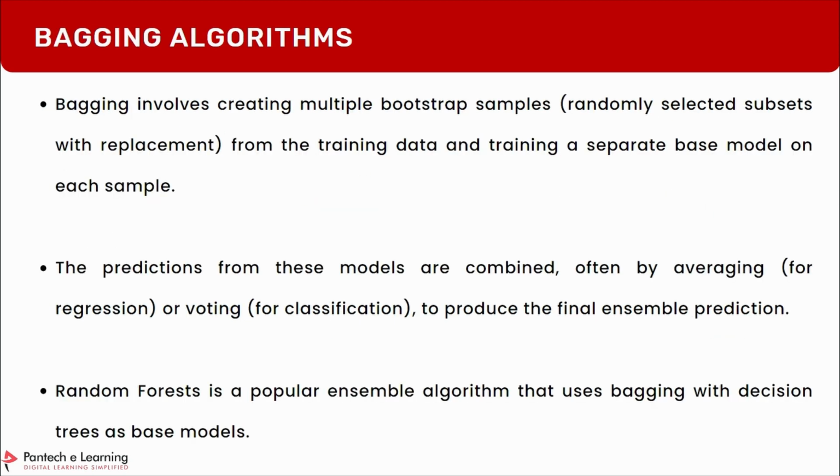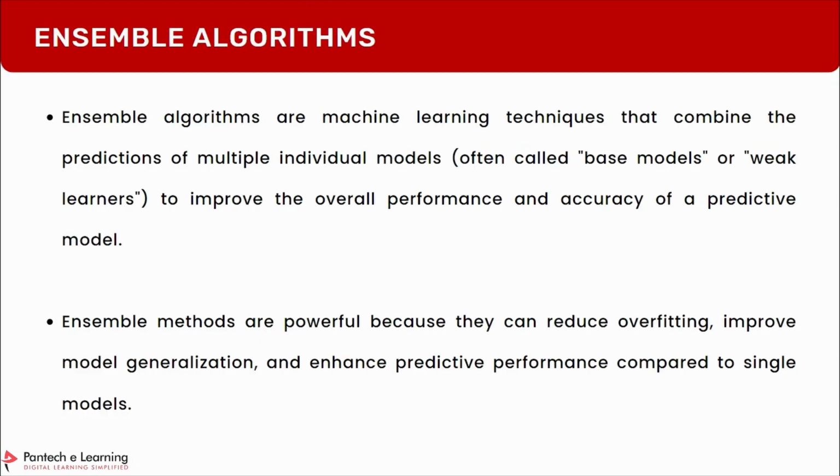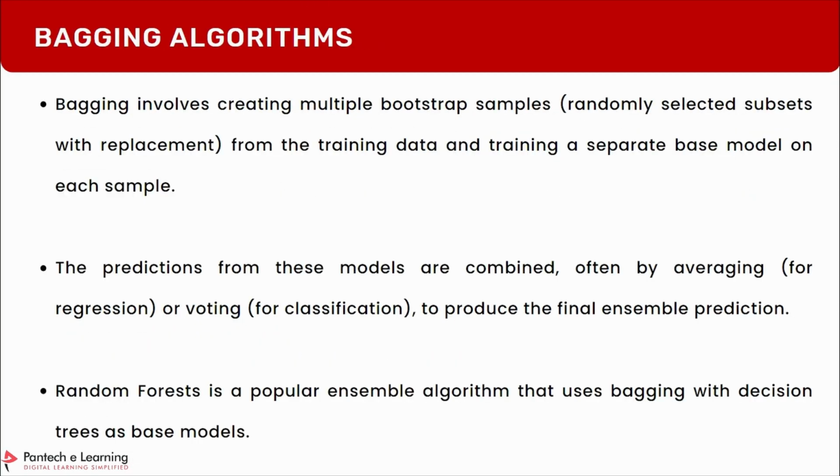And we have two types, right? Starting with our bagging algorithm. Bagging, the name, has a simple meaning. Bagging involves creating multiple bags, or multiple bootstrap samples, randomly selected subsets with replacement from the training data, and training a separate base model on each sample.